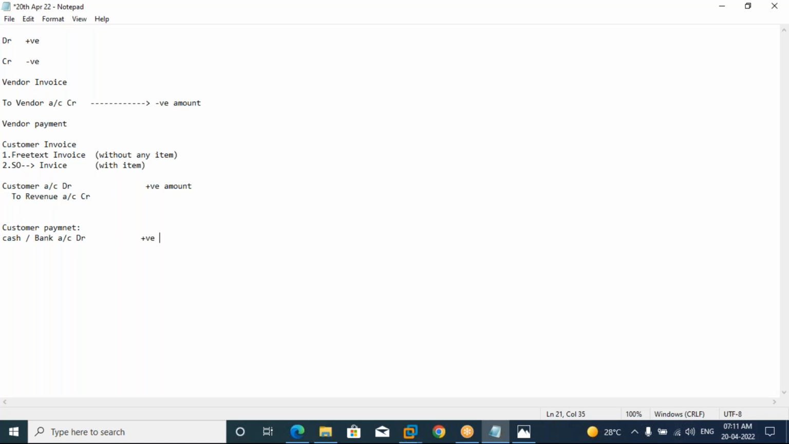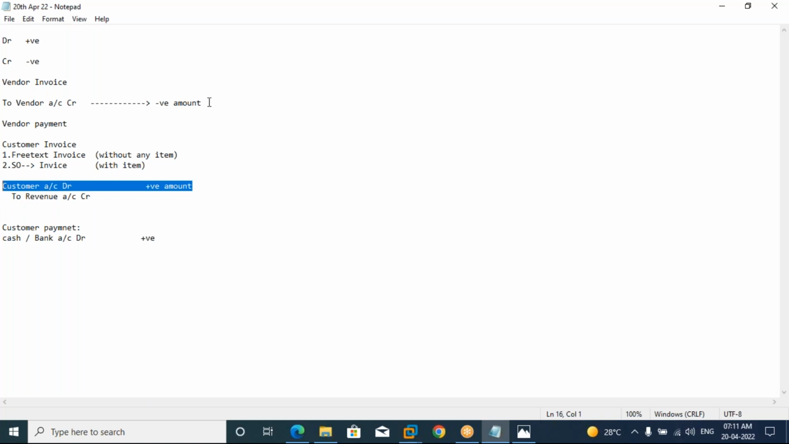Positive. You are receiving money here. If it is a customer invoice, customer account debit. The reason behind it is the customer is going to pay money. So my money is with the customer. Definitely that is my money. If it is my money, it is a positive amount.